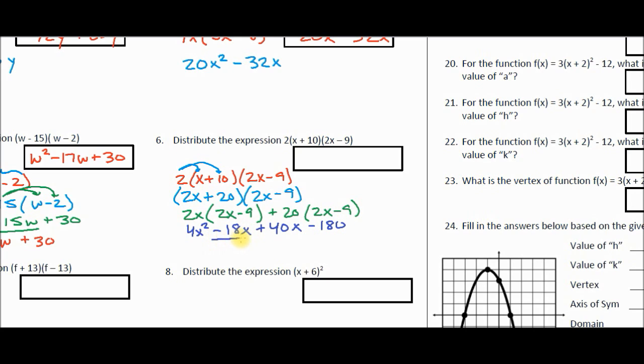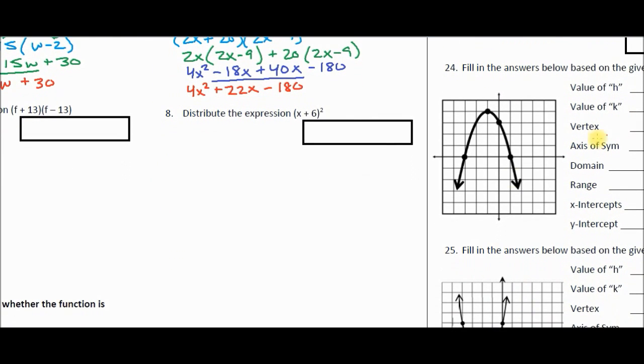Remember now we can combine the middle two terms. And our final answer is going to be 4x squared. Negative 18 plus 40 is positive 22x minus 180. So there's our final answer. This is 4x squared plus 22x minus 180. Got about 6 minutes to go.